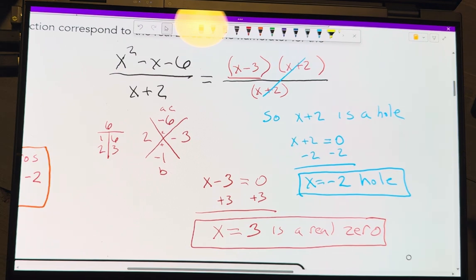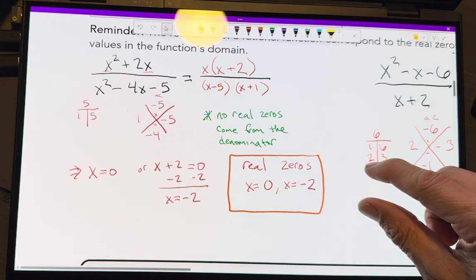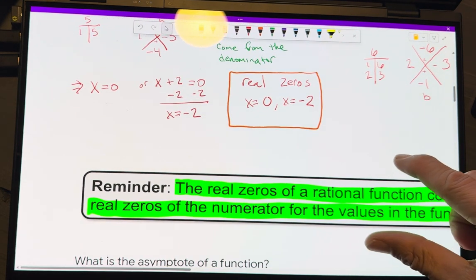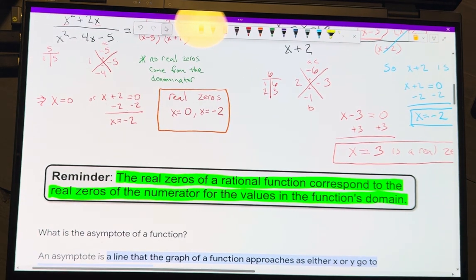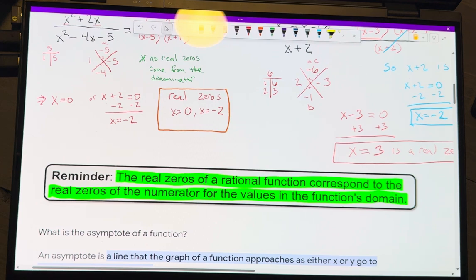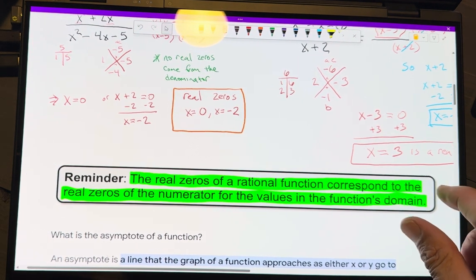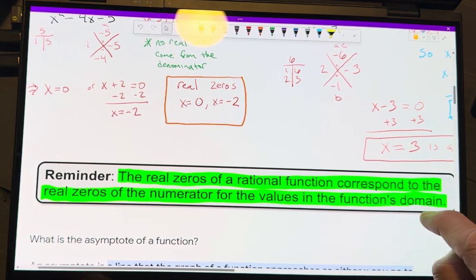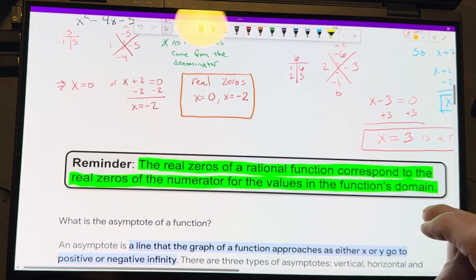Okay, there's a look at the whole problem. And here's a look at the other problem. I don't know if I zoomed out for that. All right, so here's a reminder for you. A reminder that the real zeros of a rational function correspond to the real zeros of the numerator for the values in the function's domain. So remember, if we have a hole or if we find an asymptote, those will not be in the domain. They kind of break the function at that point.